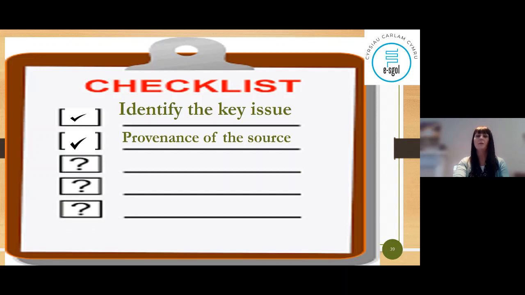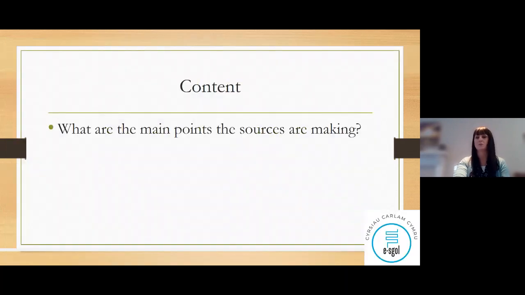We can tick that off. Provenance just simply means where does it come from, and all of that information is given to you in that attribution, the bit in brackets underneath the source. Now the next thing we have to do is look at the content. What are the main points that the sources are making?